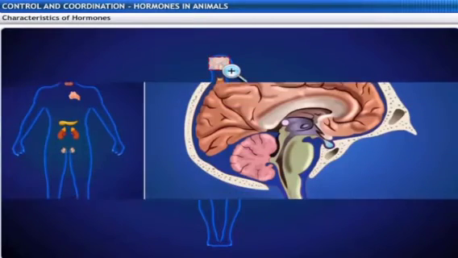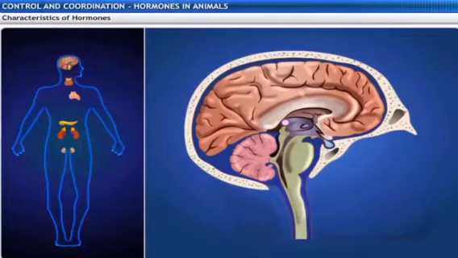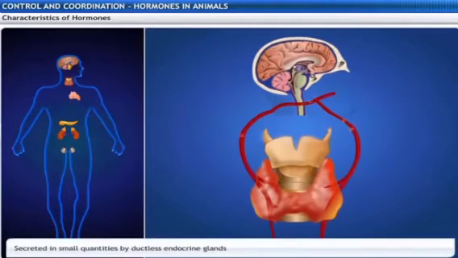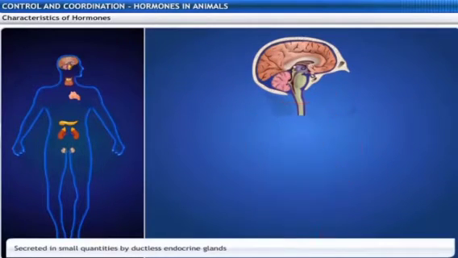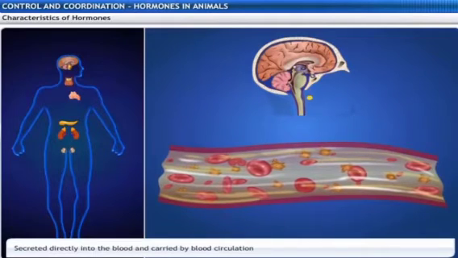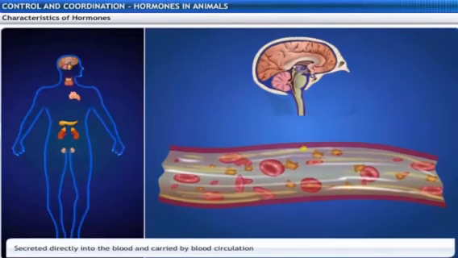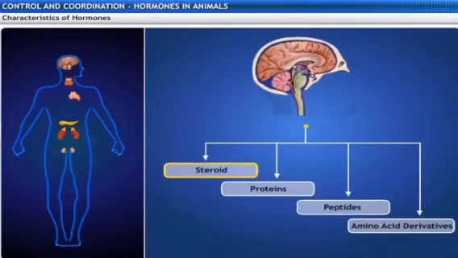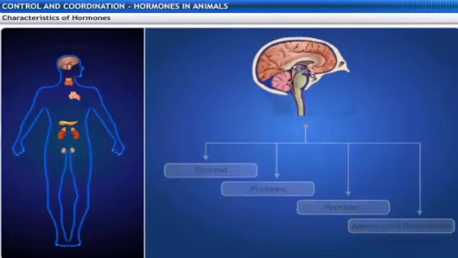Hormones play a crucial role in the control and coordination of the body. Let's take a look at the general characteristics of hormones. They are secreted in minute quantities. They are poured directly into the blood and carried by blood circulation. They may be steroid, proteins, peptides, and amino acid derivatives.